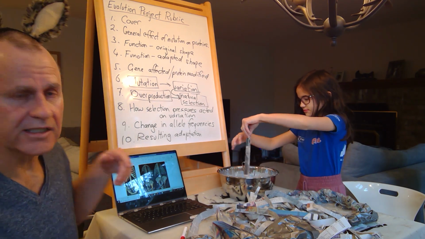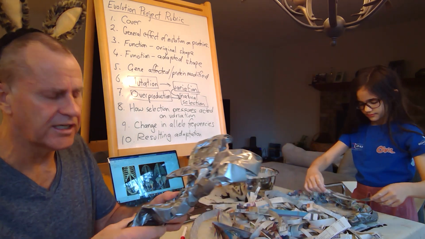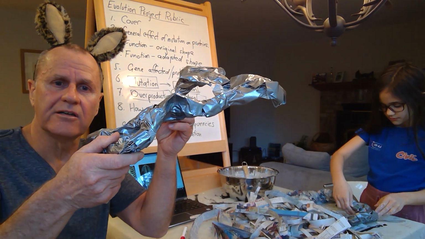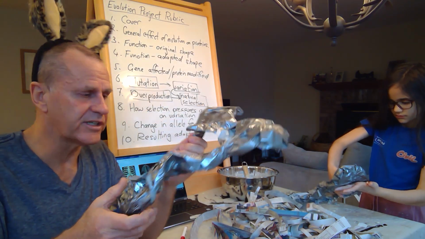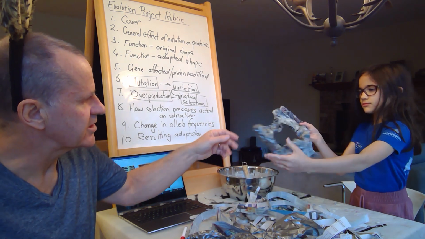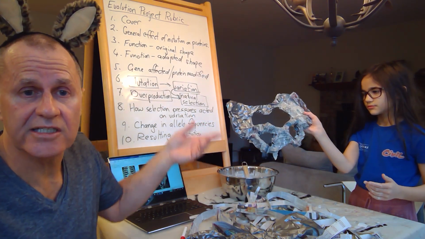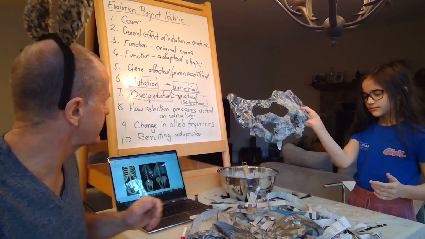And the very last thing is the resulting adaptation. And of course, we've talked about that. The resulting adaptation is no longer a long pelvised organism that walked horizontally on branches. Now it tends to be an organism that has an upright stance due to this much wider, shorter pelvis.